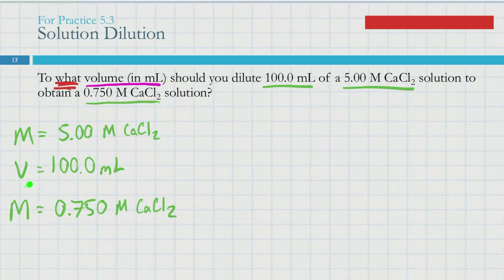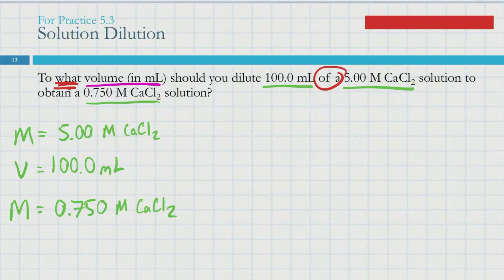This volume gets paired with one of these molarities. Which one does it get paired with? Does it go with the 5 or the 0.75? It goes with the 5. So these are right next to each other. So 100 milliliters of a 5 molar calcium chloride solution.